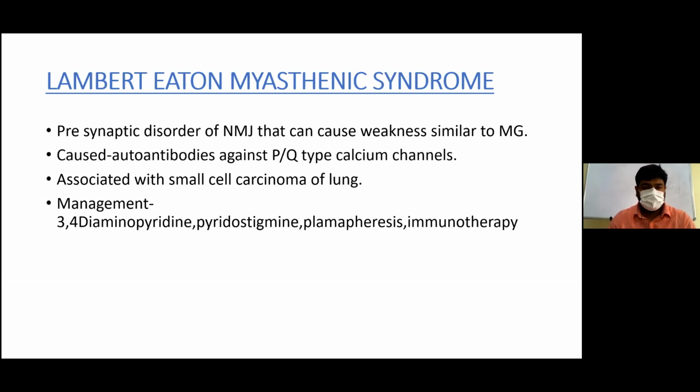Management of Lambert-Eaton myasthenic syndrome includes 3,4-diaminopyridine. This is a potassium channel blocker which blocks the potassium channel. So there is a prolonged depolarization in the motor nerve terminal, which further increases the acetylcholine. And there will be decreased weakness in the muscle. Pyridostigmine is also given. Plasmapheresis and immunotherapy can be done.